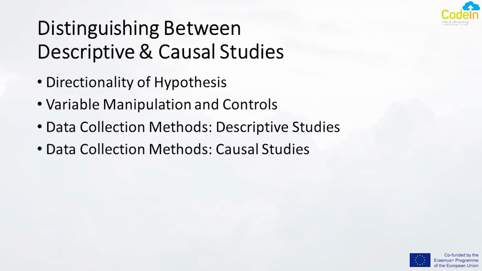Data collection methods. Causal studies. Causal studies use two basic types of data collection: laboratory experiments and field experiments. Laboratory experiments are conducted in artificial environments that allow researchers to precisely control the variables being manipulated, while holding other factors constant. Field experiments are conducted in the field, in a natural or realistic environment.